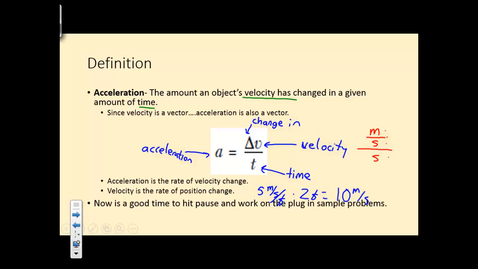And now would be a good time to hit pause and work on the 3 plug-in sample problems on the front of the worksheet that goes along with this. So now would be a good time to pause me and work on those 3 things. And then when you're good to go, re-hit play. I won't go anywhere. So hit pause, do it. Hit pause.